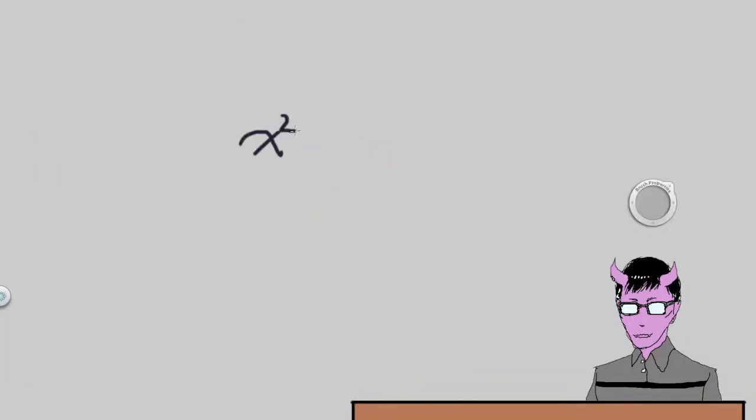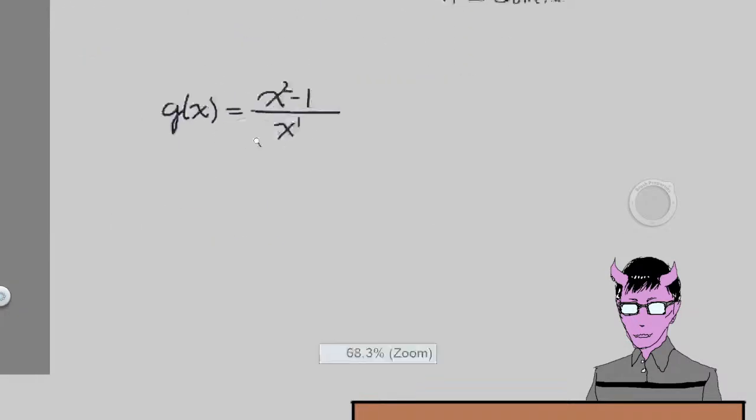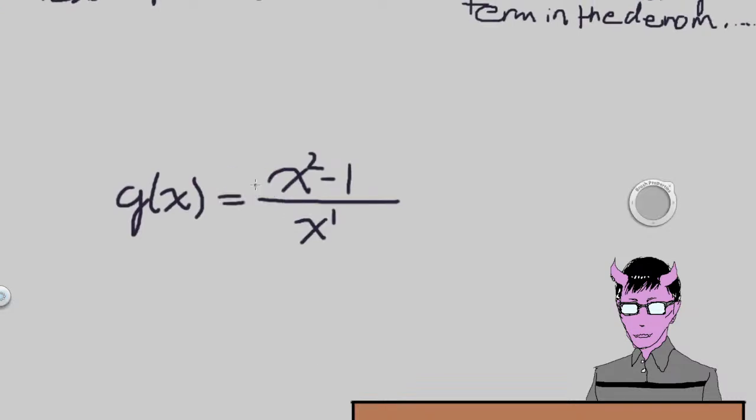So if we have x squared minus 1 all over x. That's a fairly easy situation. Exponent 1, exponent 2. G of x. Final scenario. All right. Well, we have sub-scenarios.